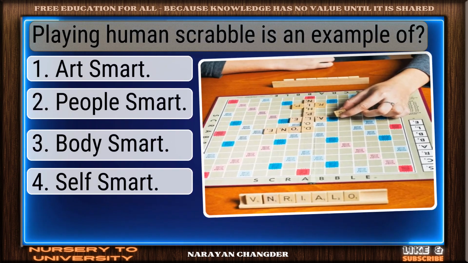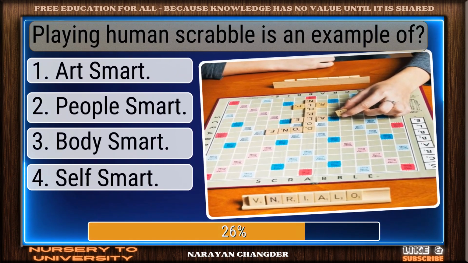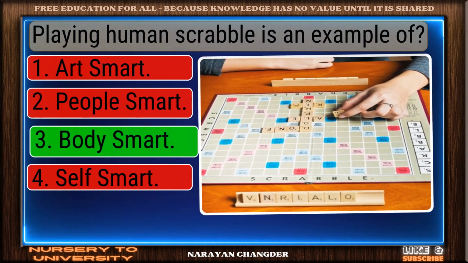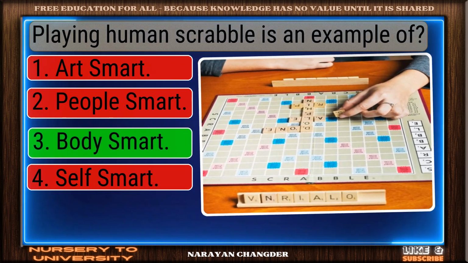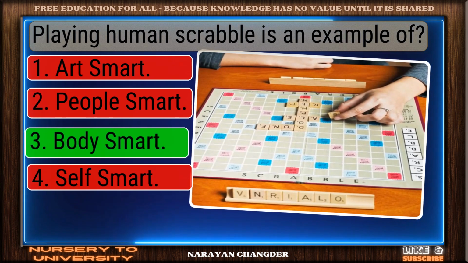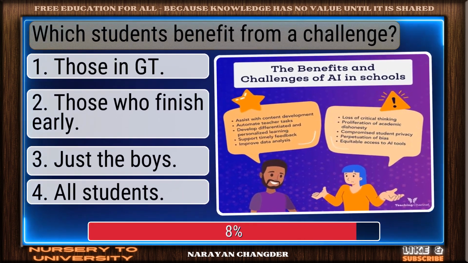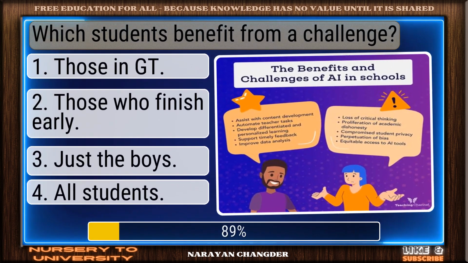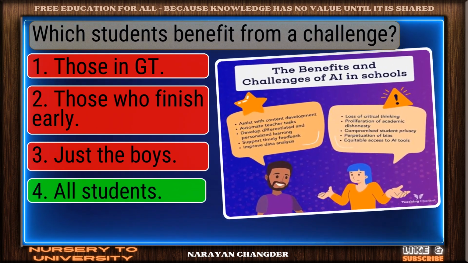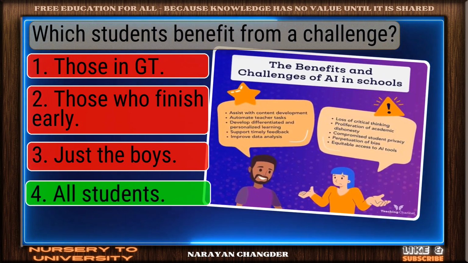Playing human Scrabble is an example of. You're right. Body smart is the correct answer. Which students benefit from a challenge? Good job. Your answer, all students, works well here.